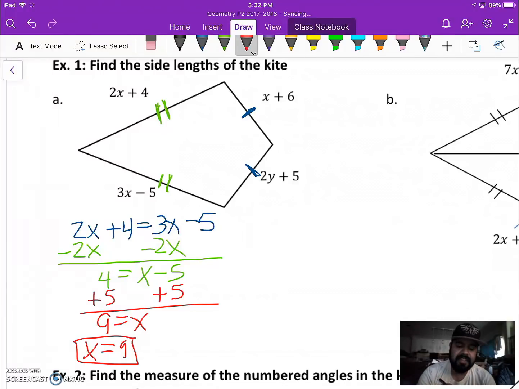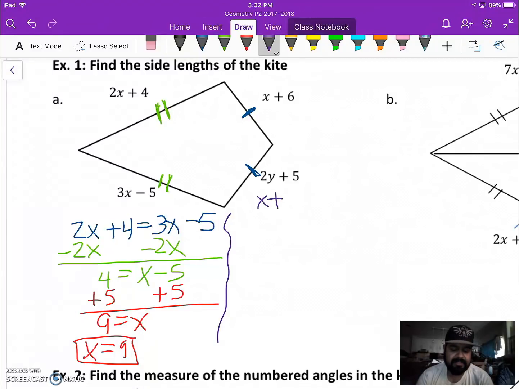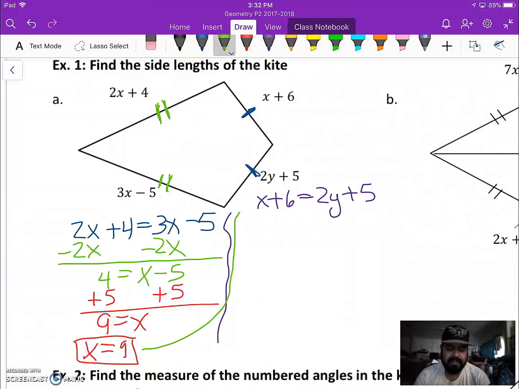Now let's go back to the other equation that we didn't set up yet, but we're going to work with. x plus 6 equals 2y plus 5. I have a problem here. I have mixed variables. Can't solve it on its own. However, remember we did solve for x earlier. So let's substitute in the value.